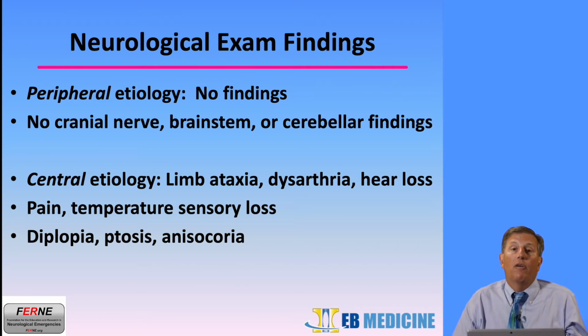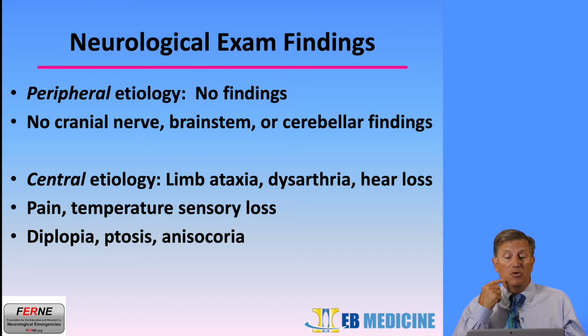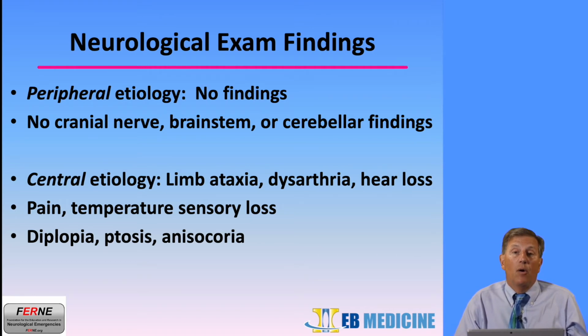Next, we're going to talk about the fourth thing we must consider to exclude posterior stroke, and that is evidence of specific neurological exam findings that suggest a posterior event. If it's a peripheral etiology, there should be no findings. There should be no cranial nerve, brainstem, or cerebellar findings. What would suggest a central etiology or stroke findings? Limb ataxia, weakness or clumsiness of the arms or legs, dysarthria, hearing loss, dim vision, pain or temperature sensory loss, not light touch, but pain or temperature sensory loss, and/or diplopia, ptosis, or anisocoria. All of these might be findings that would suggest a central etiology or posterior ischemic event as the cause of the dizziness.